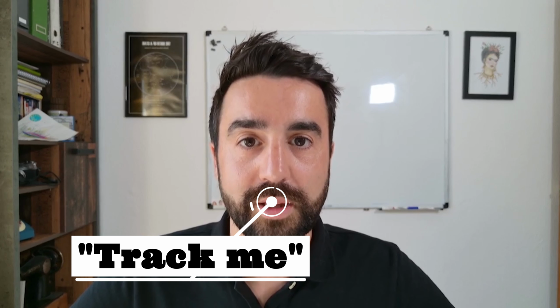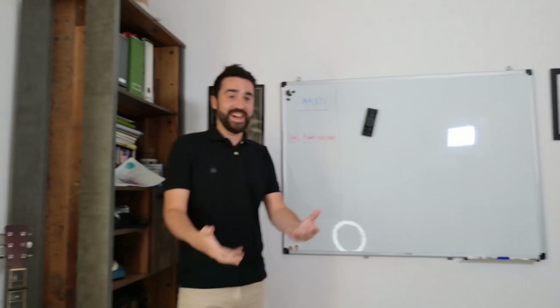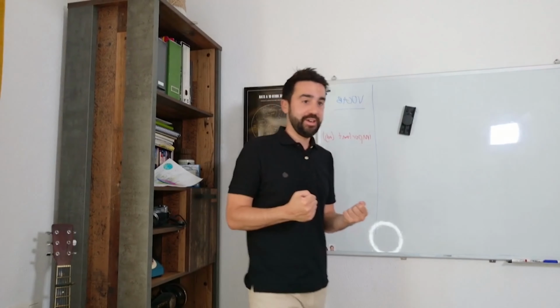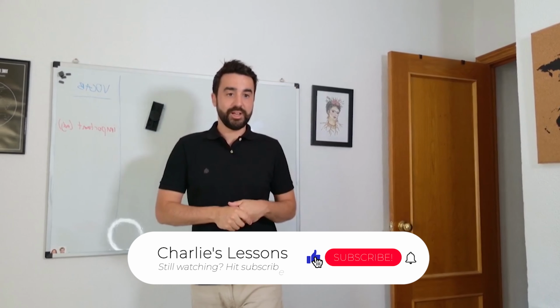So here is how OBSBOT Tiny 2 webcam can fix this problem. I'm going to say now to the Tiny 2 webcam, track me. Now I'm going to stand up and move around my classroom, and look, it's following me wherever I go. Now this is great because it means I can get out of my chair and I can speak to my students, and this is more engaging as well for my students. They can see me out of my chair and moving around the classroom.